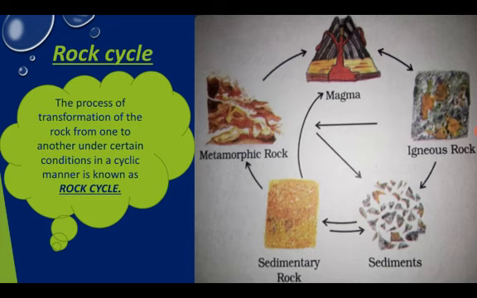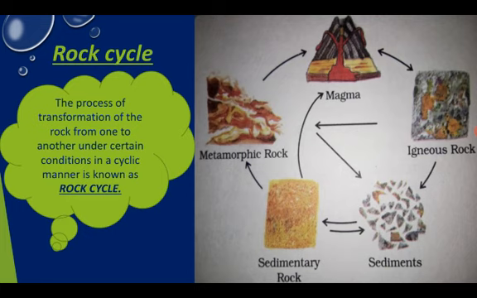Now let us see what is rock cycle. Rock cycle is the process of transformation of the rock from one to another under certain conditions in a cyclic manner. Here we can see all the rocks are formed from the magma. When the molten magma cools, it solidifies to become the igneous rocks.